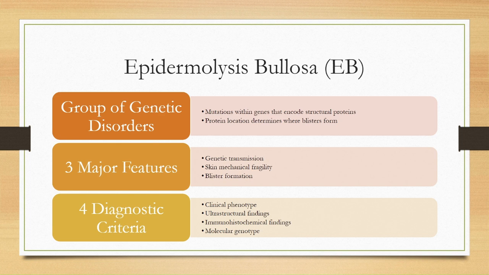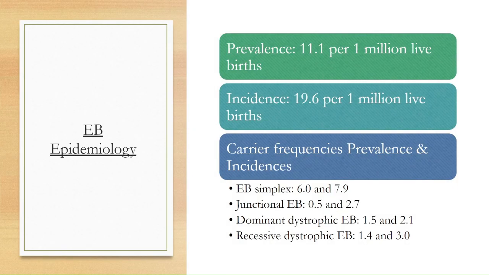There are a couple different diagnostic criteria, but we are moving away from the clinical phenotype and kind of guessing based on presentation to pure molecular analysis of the defect. So EB, just in the general sense, the prevalence here, 11.1 per 1 million live births, incidence 19.6 per 1 million live births. Carrier frequencies and prevalence and incidences are all kind of mixed up here based on the subtype. They're just kind of listed out here. EB simplex being the most common.